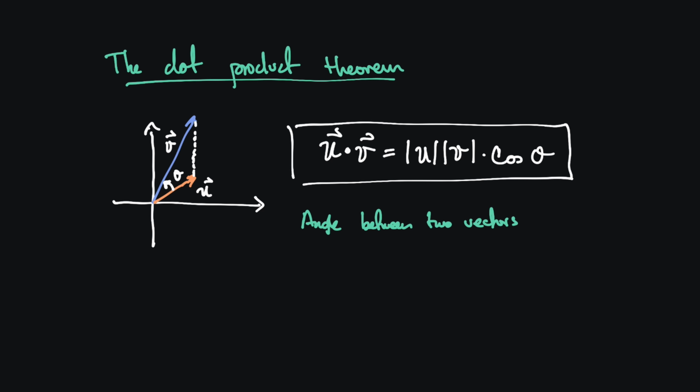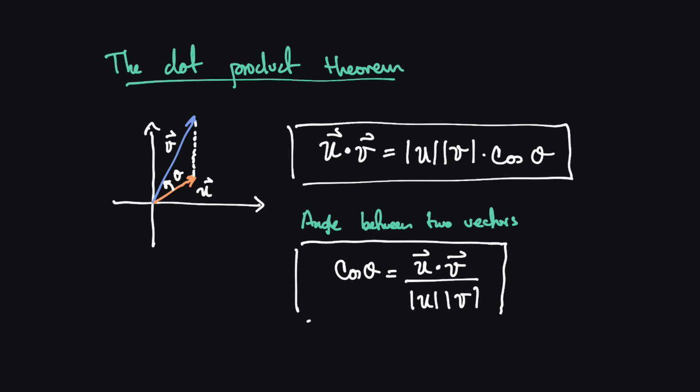How can we do this? Well, if theta is the angle in between two non-zero vectors, that means that they have magnitudes like this, then cosine of theta is going to be equal to the dot product u dot v of the two vectors divided by their magnitudes. So if we have this information, we can find the angle in between the two vectors.